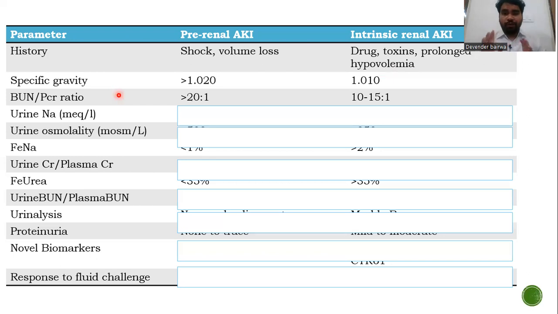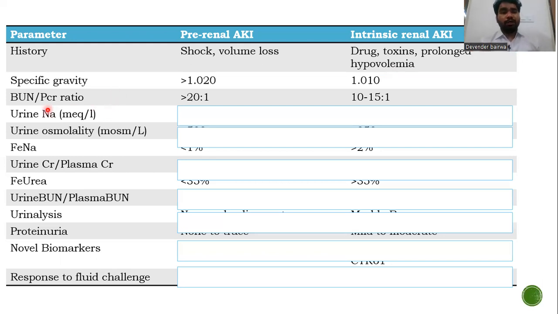The reference value of water is 1.000. Then in case of intrinsic renal AKI, because the kidney is not concentrating the urine, the specific gravity roughly becomes equal to the plasma specific gravity, that is roughly 1.010. This is also known as isosthenuria.